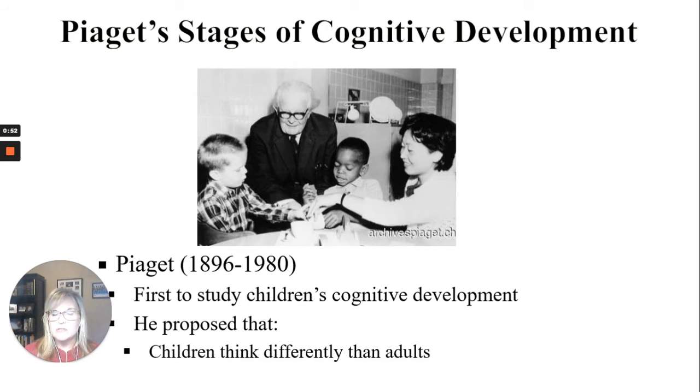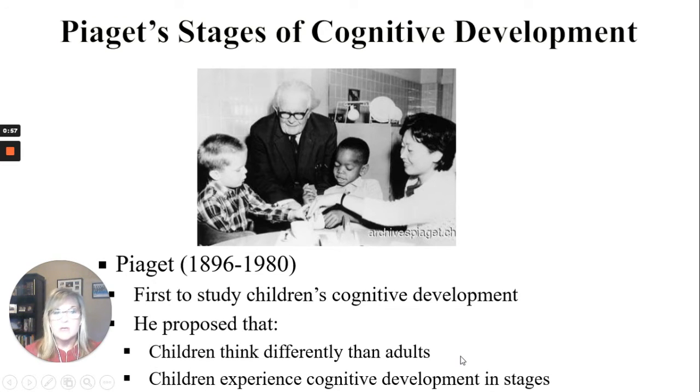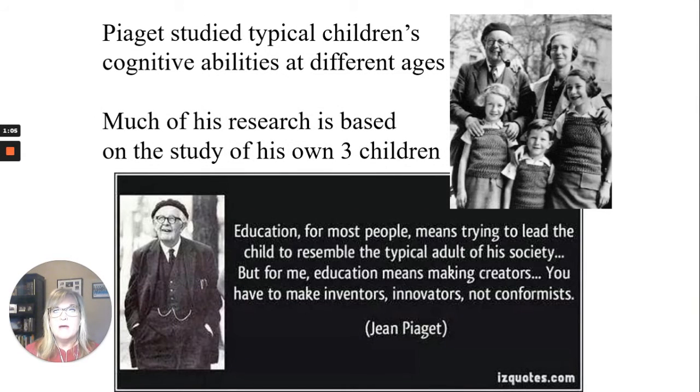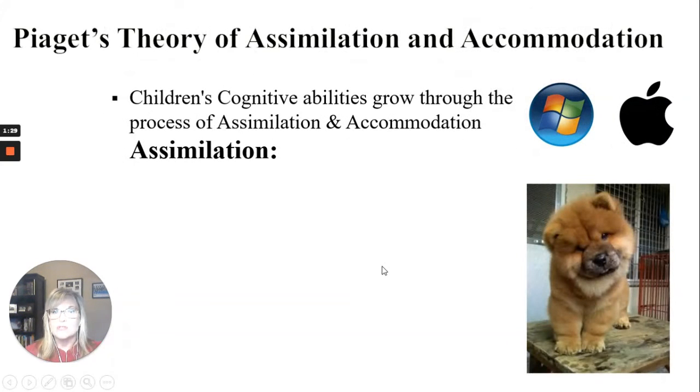So he really wanted to understand how it is that kids think differently than adults, and how we can help them to learn. And he suggested that children experience cognitive development in stages. So he had some different theories about how children's cognitive abilities actually develop. His research is criticized sometimes because much of his research was actually based on the study of his own children. He had 3 children with his wife and really intensely studied each of his children, but he also studied many other children as well. But many of his initial theories came from observing his own children.